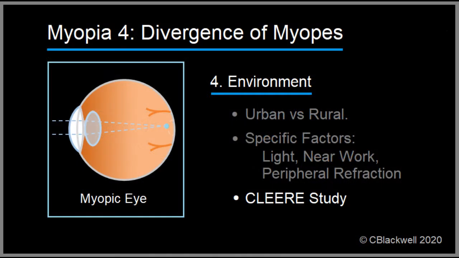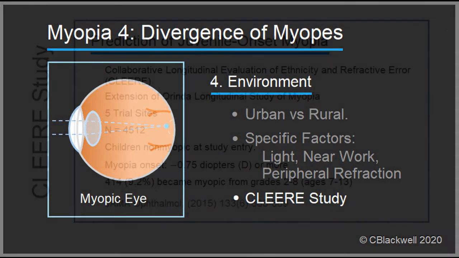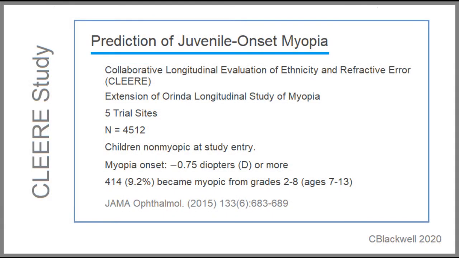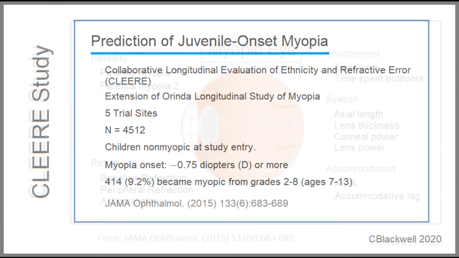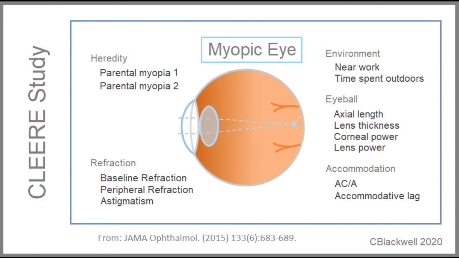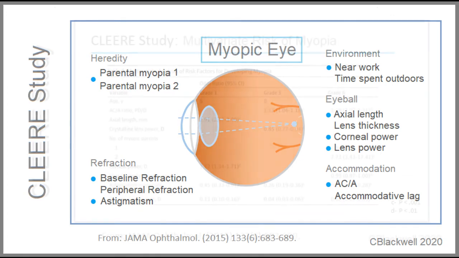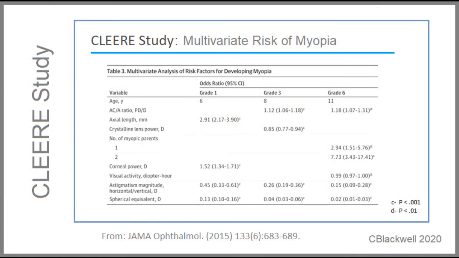In an attempt to sort out causative factors, a large multi-center study was instituted, the CLEERE study. It used five trial sites with more than 4,500 children enrolled. In brief, they looked at 13 different likely factors to try and identify if any could be used to predict development of myopia. Of the 10 that had a detectable relation to myopia development, 8 survived multivariate models.